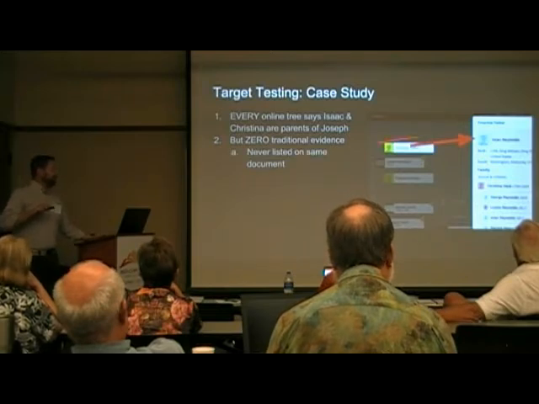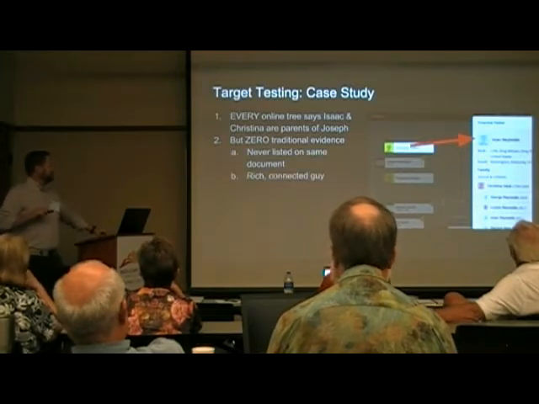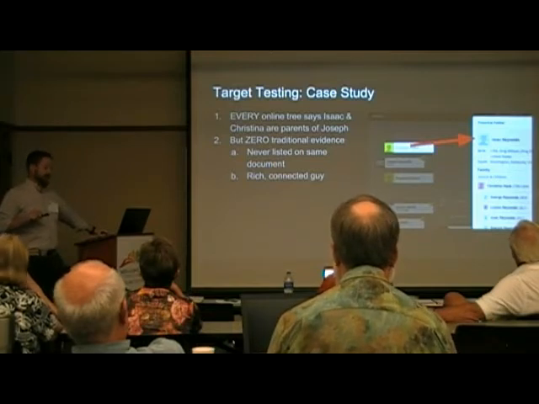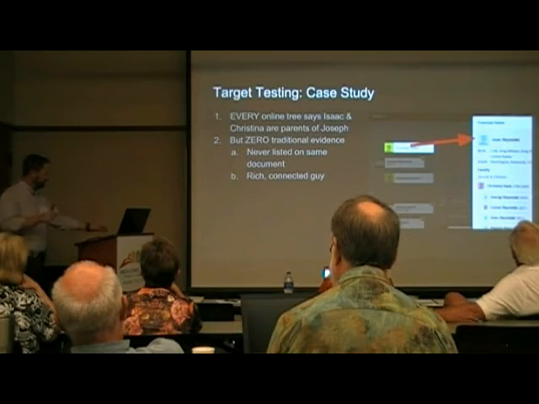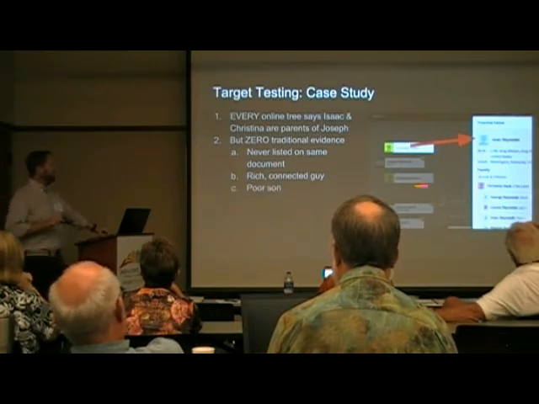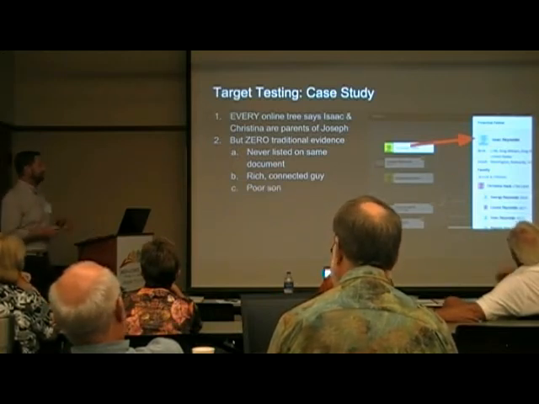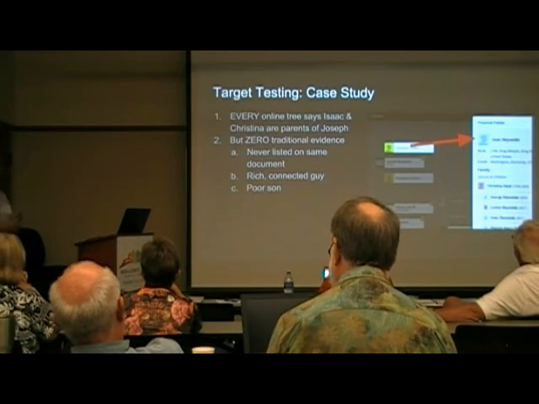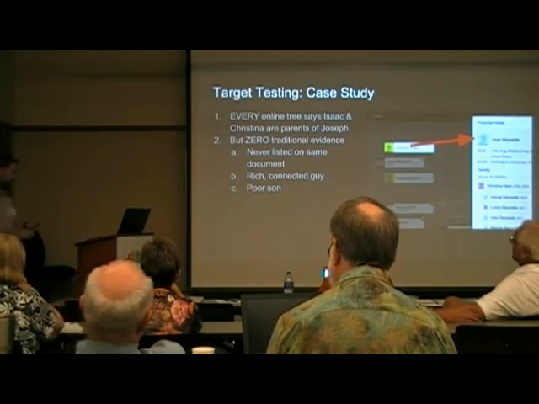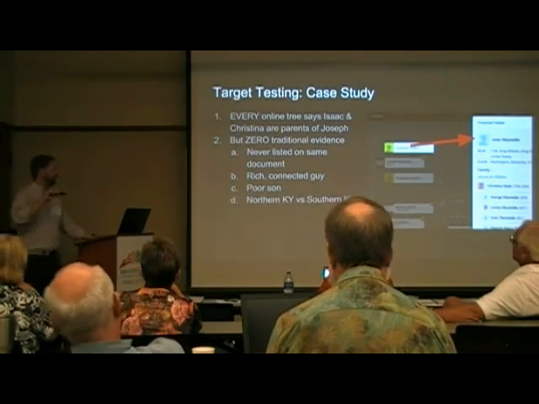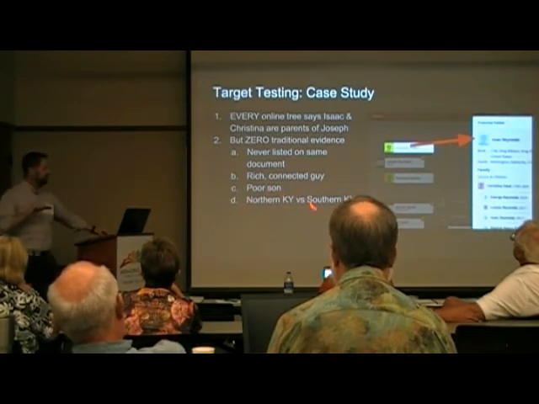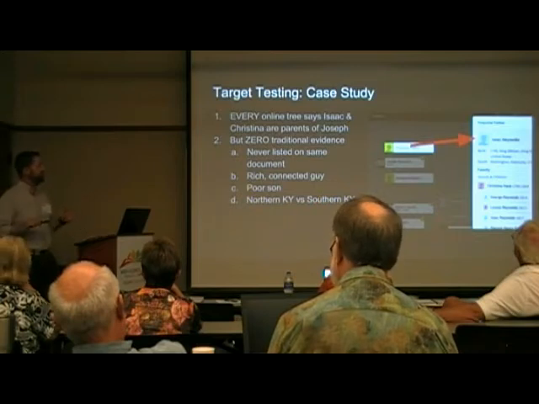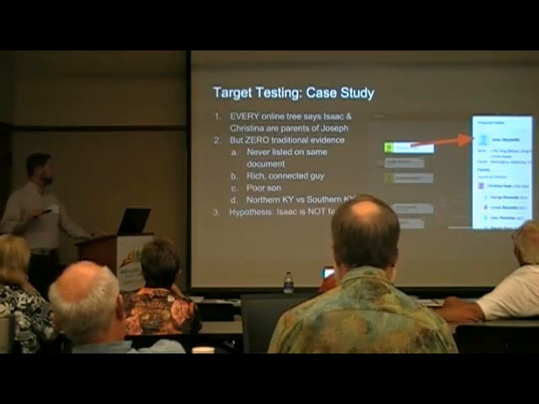And so we want to validate. So Isaac is a rich, connected guy. When he died, he gave out lots of land, lots of cattle to many children. My Joseph is first found as a pretty poor guy. He doesn't own any land. He owns, I think, a horse and maybe a cart or something like that. Isaac lived in northern Kentucky. Joseph lived in southern Kentucky. All of this suggests, why on earth do we think that Isaac is Joseph's father?